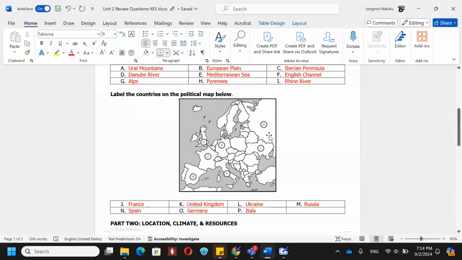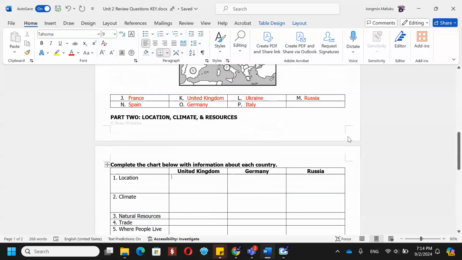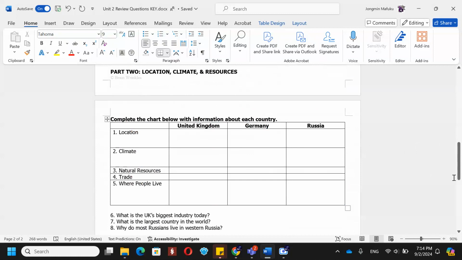Of course, you guys need to know people live in the west side. We're going to talk more about that later on. Spain is N, Germany is O, and Italy, P, right there. I'm going to pause for a second, or you guys can pause. Let's go ahead and move on. We're going quick right here.